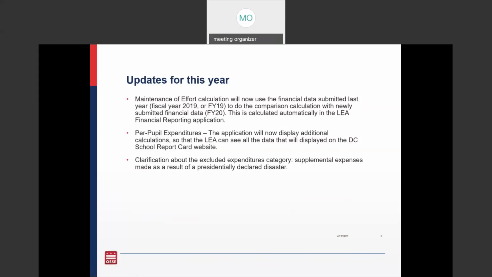And then the last point here is there is a small clarification that we want to make about the excluded expenditures category. One of the components of the excluded expenditures is supplemental expenses made as a result of a presidentially declared disaster. So as you all know, COVID was a presidentially declared disaster. So when we get to the excluded expenditures section of this presentation, I just want to make a clarification for you all as you are calculating your excluded expenditures.